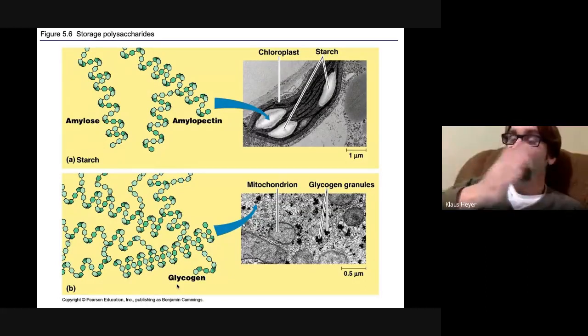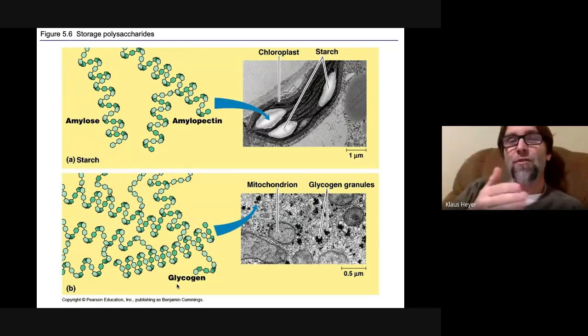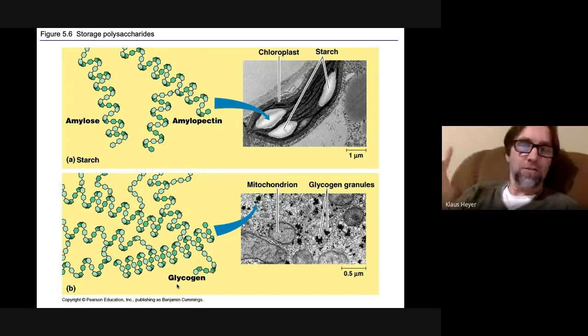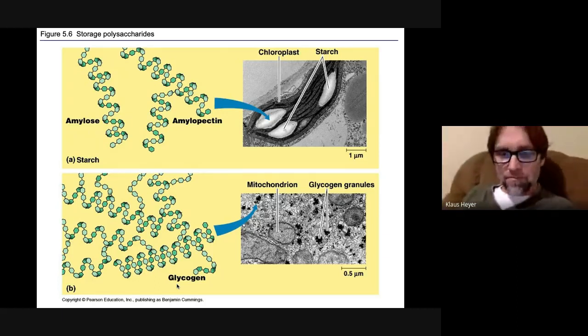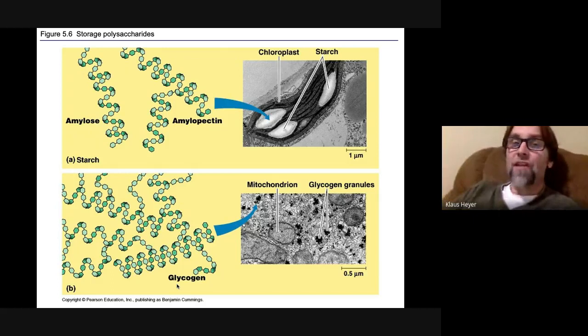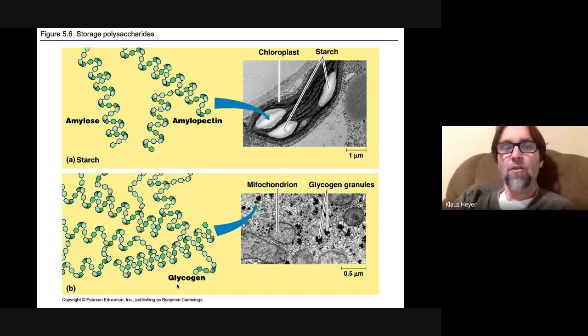So you're constantly adjusting the amount of glucose in your blood by breaking up glycogen or making glycogen. All right, so glycogen is how we store our sugar. Just like plants store it as starch, we store it as glycogen. So we have starch, we have glycogen, now we need one more.